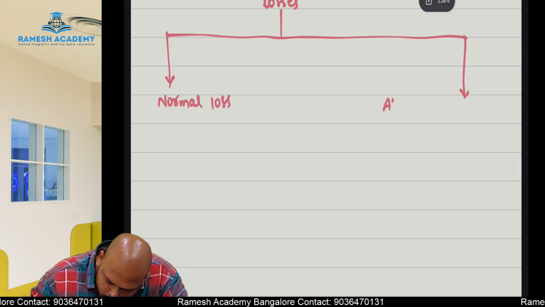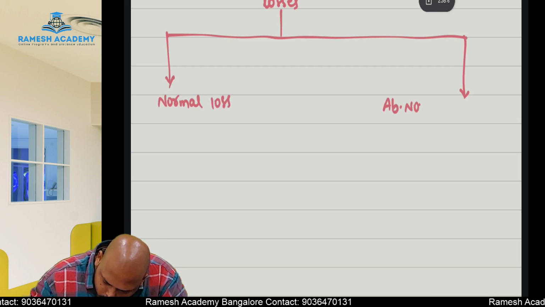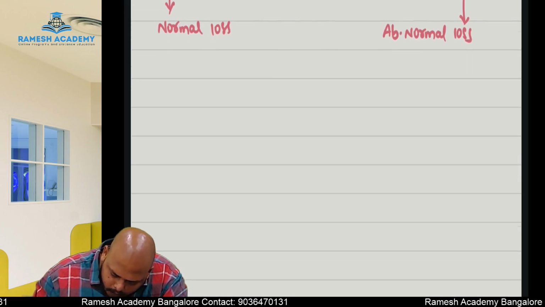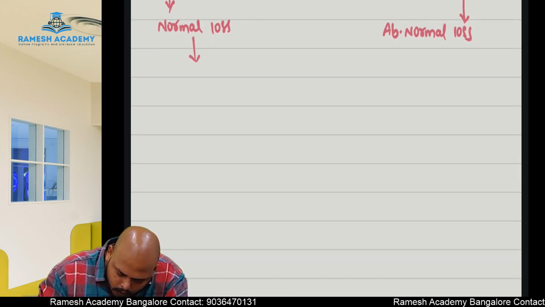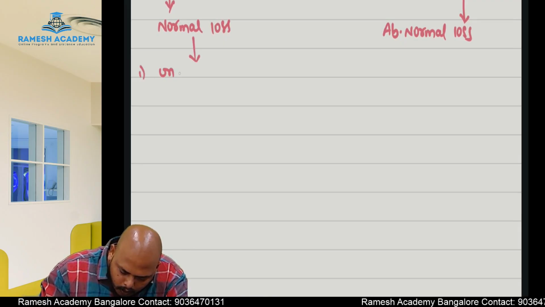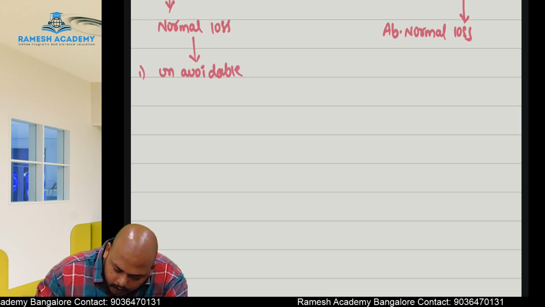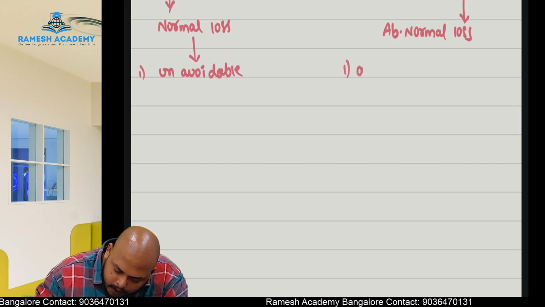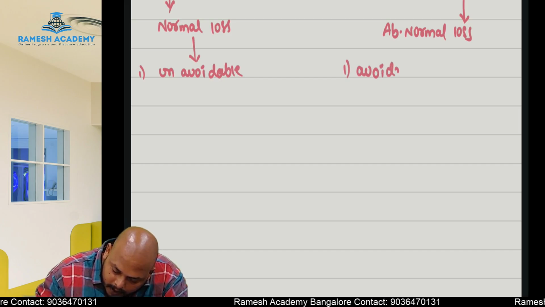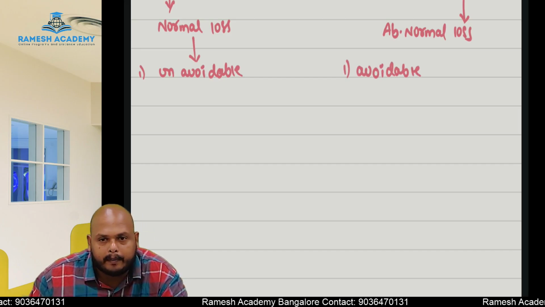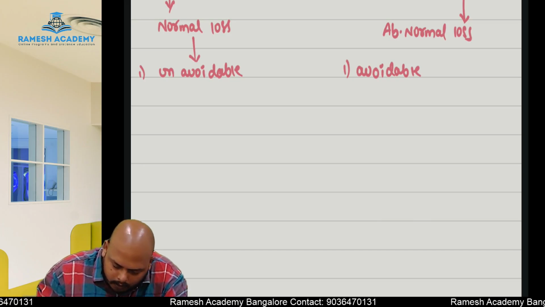Normal loss, abnormal loss. Normal loss is unavoidable in nature, whereas abnormal loss is avoidable in nature. If you take proper precaution, you can avoid abnormal loss.